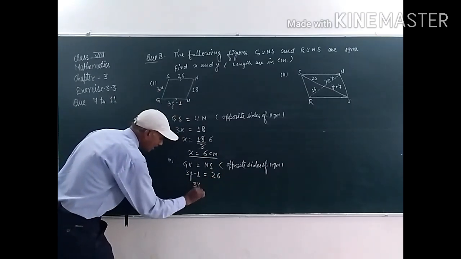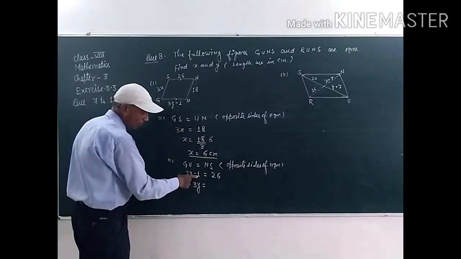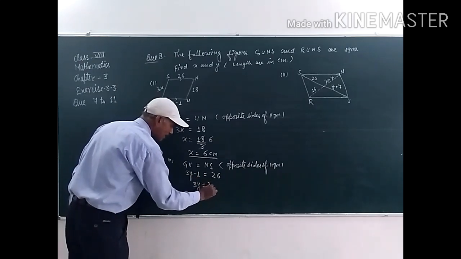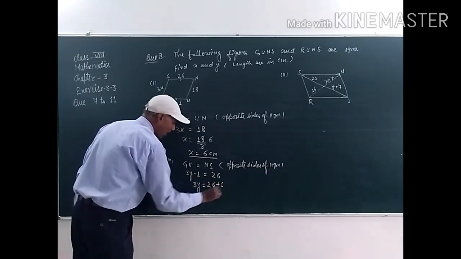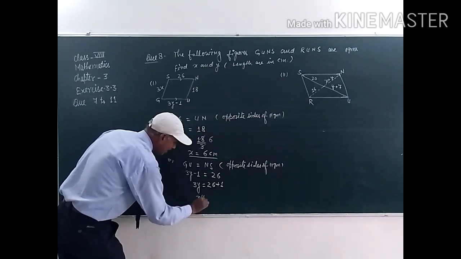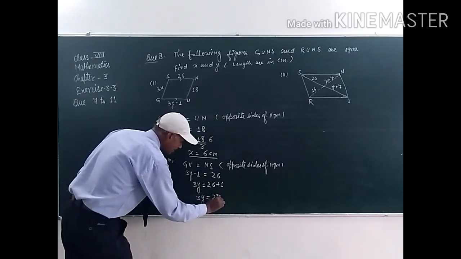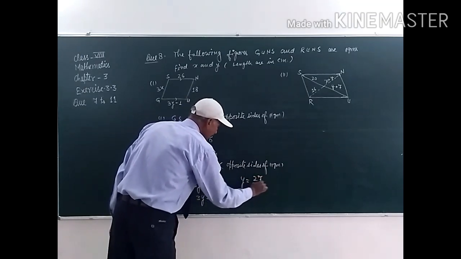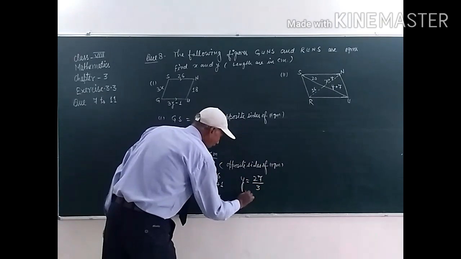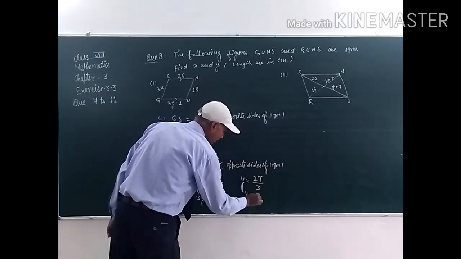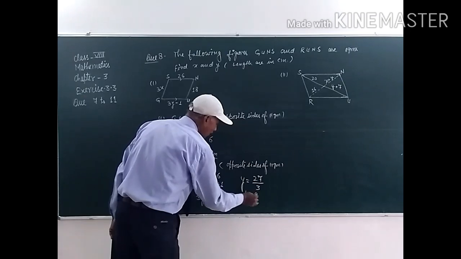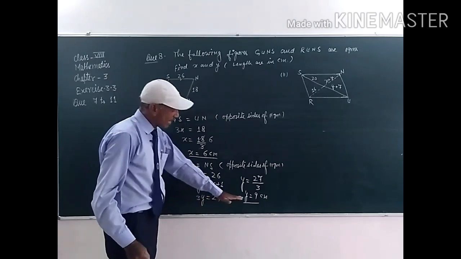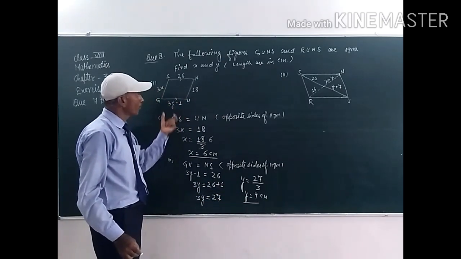Now 3y is equal to, after transposing 1 from left hand side to right hand side, it will be positive 26 plus 1, and 3y is equal to 27. Now y is equal to 27 by 3, and y is equal to 9. So the value of y will be 9 centimeter, student. This one is the answer of this part of question.